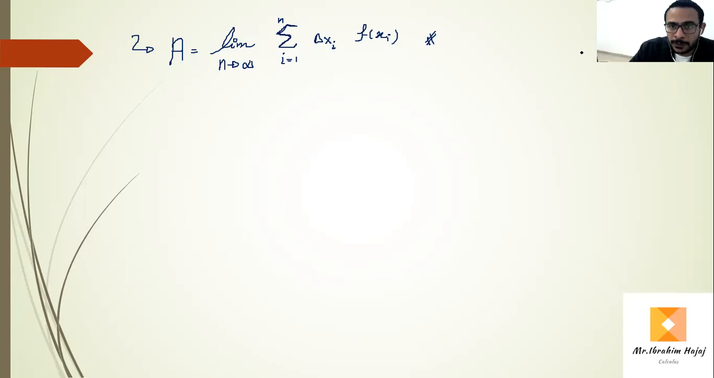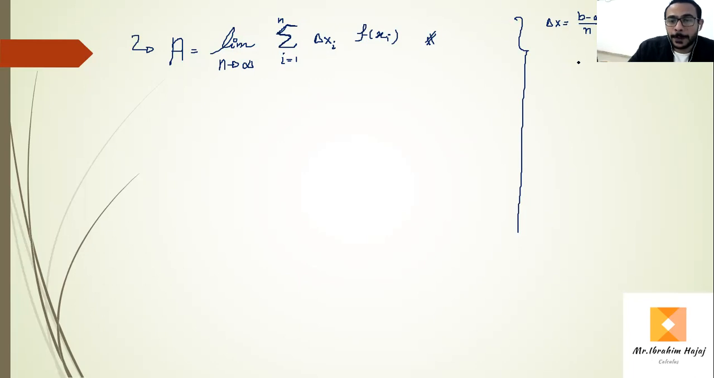Before we start examples, I need to write some rules here to help us solve our examples. First of all, rule number one, delta x. You know that delta x is the width of each subinterval. It's b minus a over n. That's rule number one.